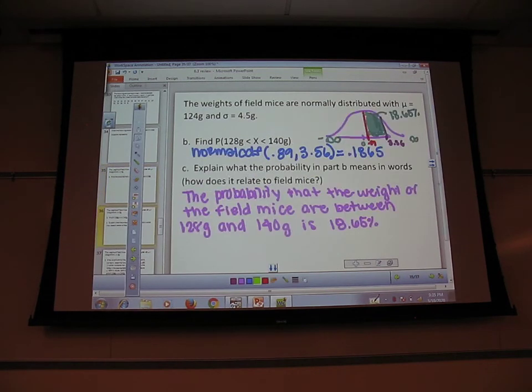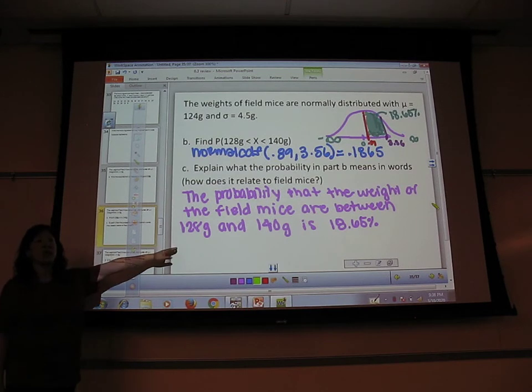And then you also did B. Go ahead. Then you take the z-scores that you got for both of those, and you do normal CDF, and you take your lower one, which is 0.89, and then 3.56, which gave you 0.1865. Great. And then Haley, C. The probability that the weight of the field mice is between 128 grams and 140 grams is 18.65%. Perfect.